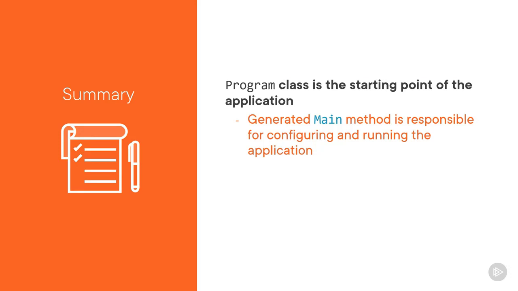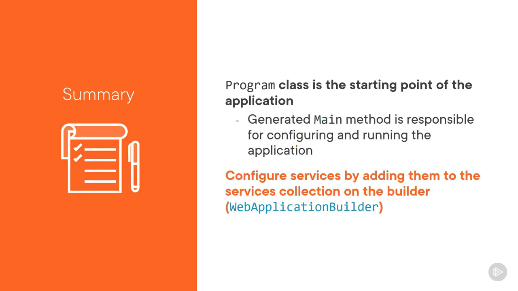In our case, we'll be running a web application, our API, and that needs to be hosted. For that, a web application builder can be used. The services collection on that builder is what we can add services to while configuring them. This is the built-in dependency injection container at work. So by adding services to it, we can inject them wherever we need them in our code.